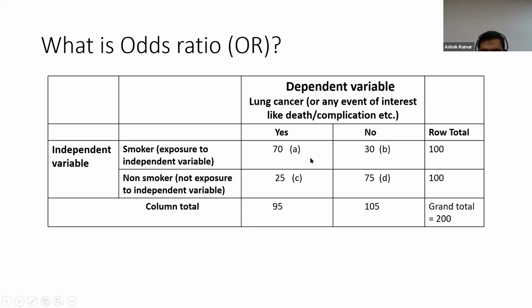Then we collected data and made a 2 by 2 table. This is a qualitative or categorical dependent variable, and the independent variable is also categorical. So it is a chi-square test we have to use. You can see 70 patients developed lung cancer in the smoker group and 30 did not develop it, total 100 smokers. Among non-smokers, only 25 developed cancer and 75 did not, total 100, overall 200.